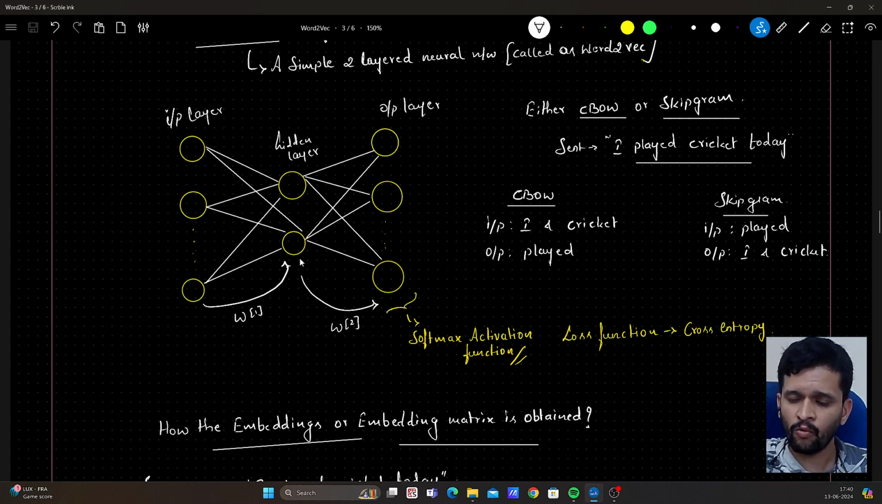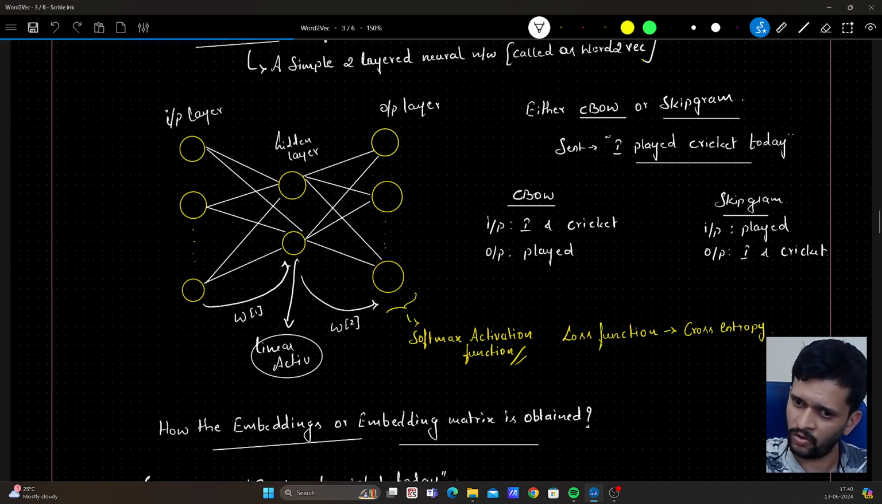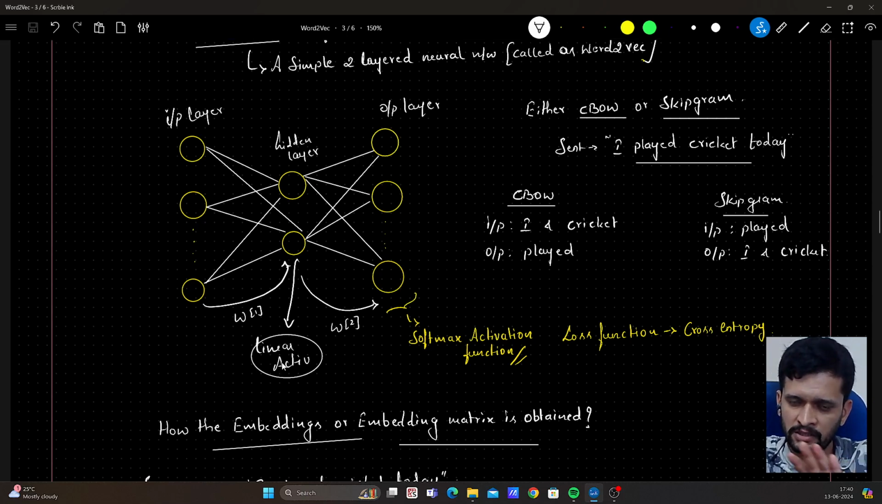And what activation function will this hidden layer have? All the neurons have just a linear activation function. This is not supplying any non-linearity. It is just helping us add the numbers obtained from the input layer, and it is doing nothing else. So that's the overall view of our Word2Vec neural network.